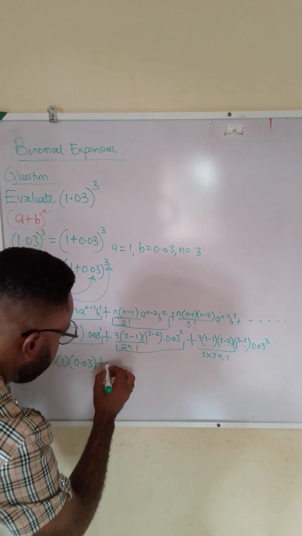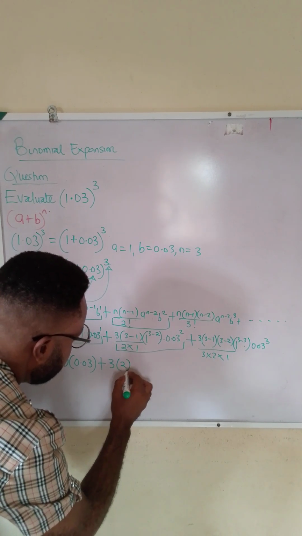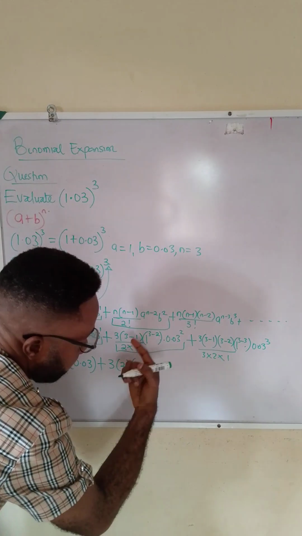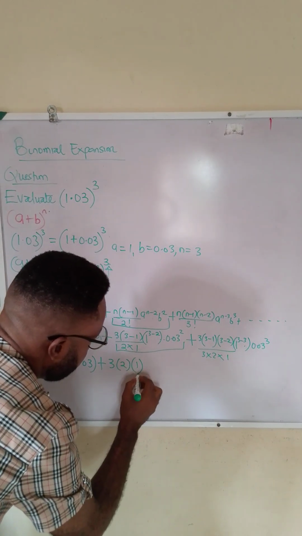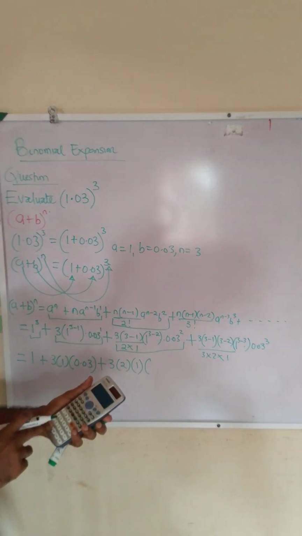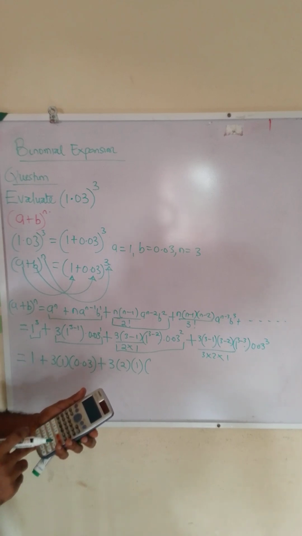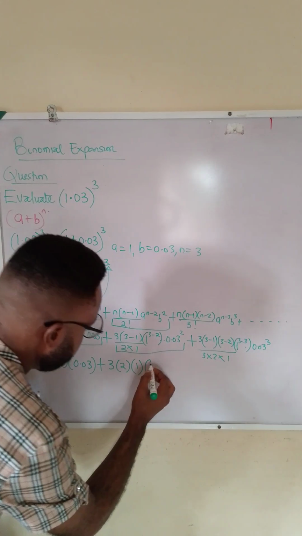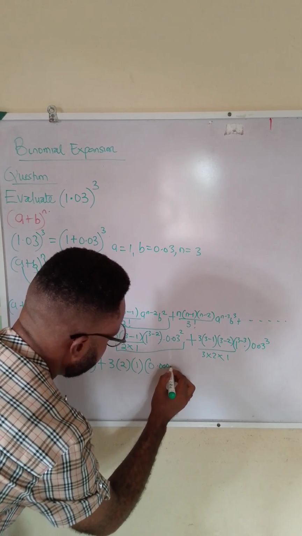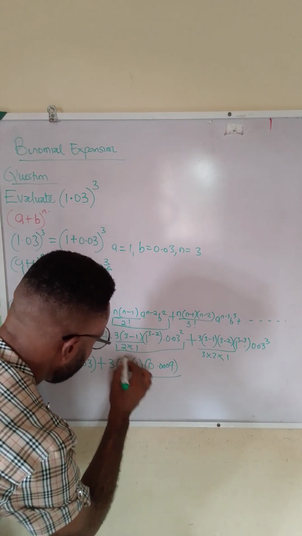So we'll now consider up to this point. Now this is 3. 3 minus 1 is 2. So 3 into 2 into, we consider this. 1 raised by 3 minus 2 is 1 raised by 1, which is 1. And multiplying 0.03 raised by 2. 0.03 raised by 2 will give us 0.0009. So this is 0.0009 divided by 2 times 1 here.